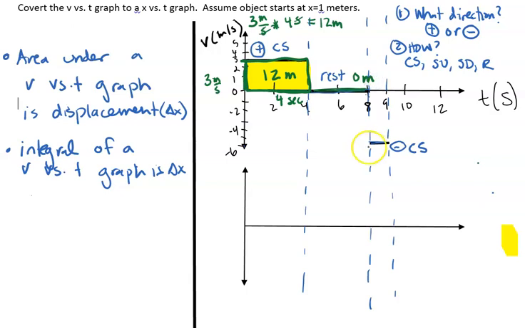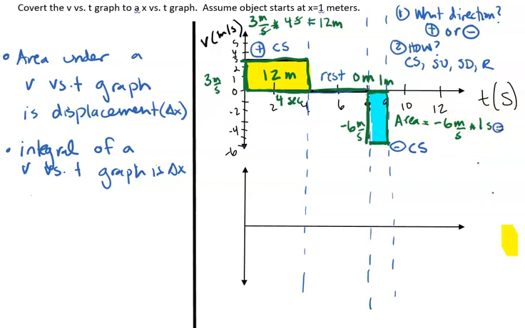Cool. Now let's look at this last little portion. So this is negative 6 meters per second, and we go over 1 second. So if I find the area, I'm going to go ahead and highlight the area. If I find the area, it's going to be negative 6 meters per second times 1 second.